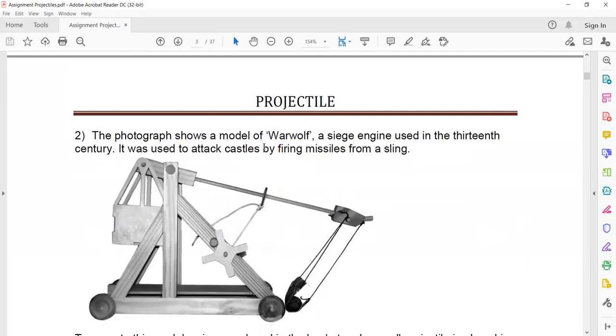The photograph shows a model of Warwolf, a siege engine used in the 13th century. It is used to attack the castles by firing missiles from the sling. So basically, this is a sling. When it will move vertically, it will release this missile and that will hit the castle.